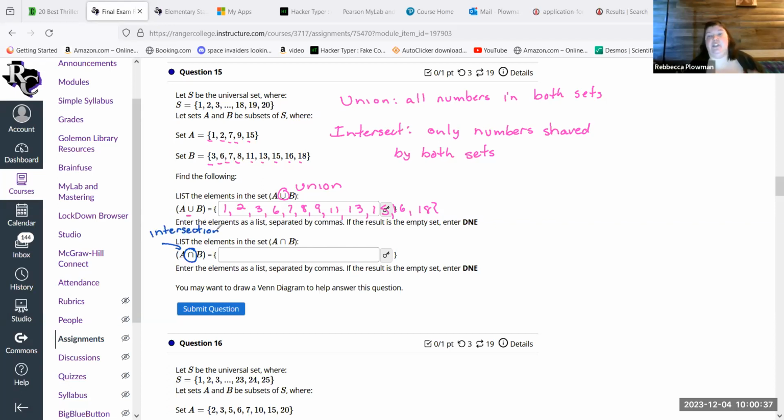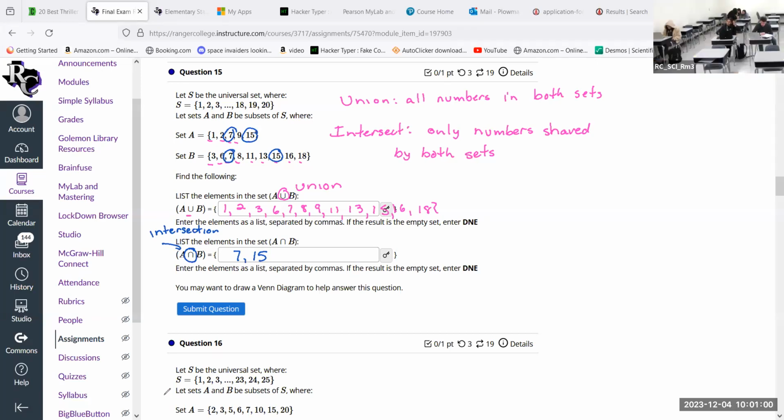In your intersections, only numbers shared by both sets. So one of the things both of these would share is they both had a 7 and they both had a 15. So those are the only two numbers that are shared. Okay, so you have only one problem that's like this, so you have to do a union and an intersection.